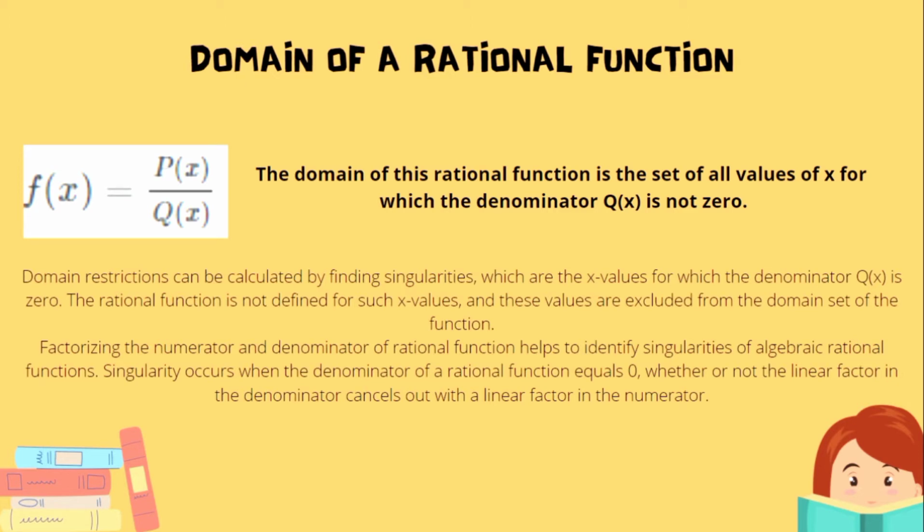Factorizing the numerator and denominator of a rational function helps to identify singularities of algebraic rational functions. A singularity occurs when the denominator of a rational function equals 0, whether or not the linear factor in the denominator cancels out with a linear factor in the numerator.